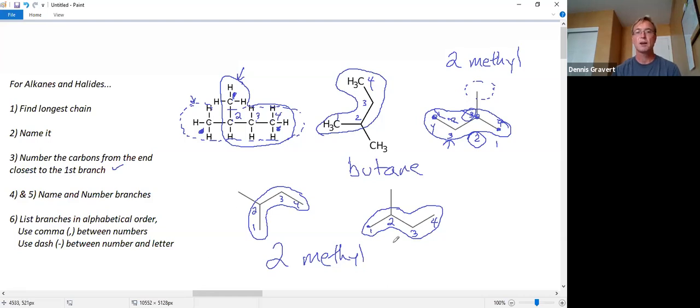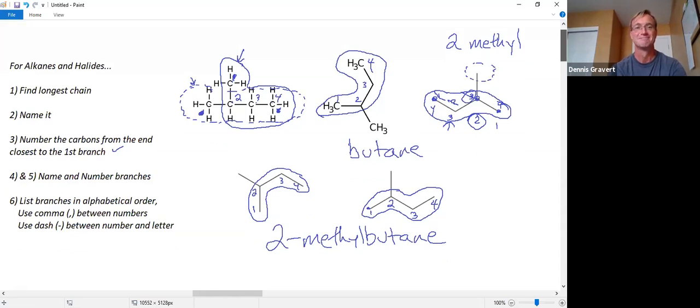Follow it with the parent, that's butane. And now let's get the grammar right. I got the 2 next to an M, that's a number before a letter, that's a dash. And then the L is going to be right next to the B. You smash it all together, no space. Yeah, I know, it becomes one word, methylbutane. And the full name is 2-methylbutane. Yay, did it. 1 down.